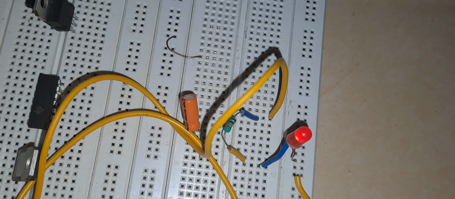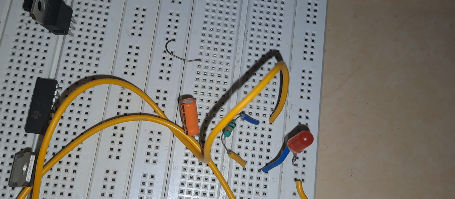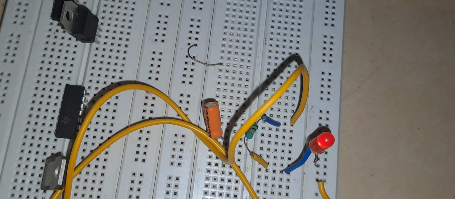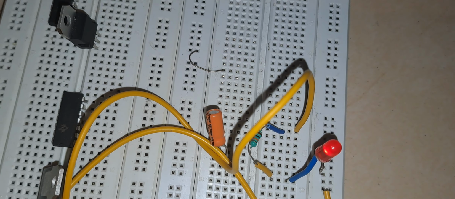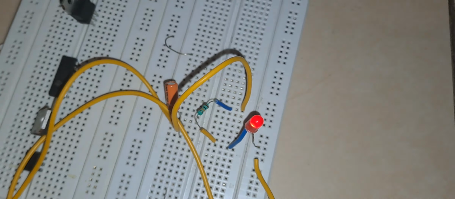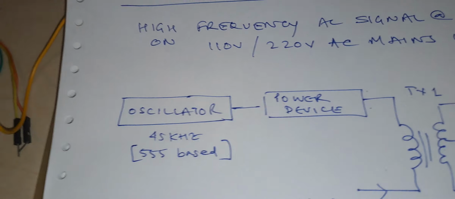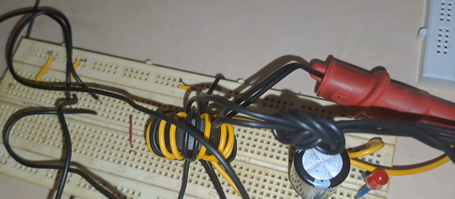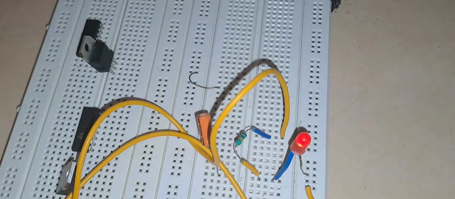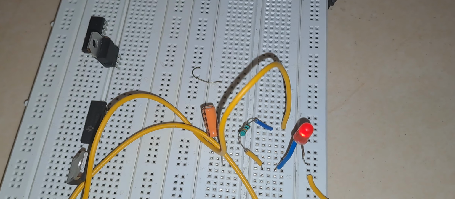I am giving the signal on, off, on, off: oscillator on, oscillator off, oscillator on. Okay, so now you can see the signal is traveling. You can see now the 45 kilohertz signal is traveling on this power line. It is coming here and the power signal is getting separated and the data signal is getting separated. So this is how the circuit works.